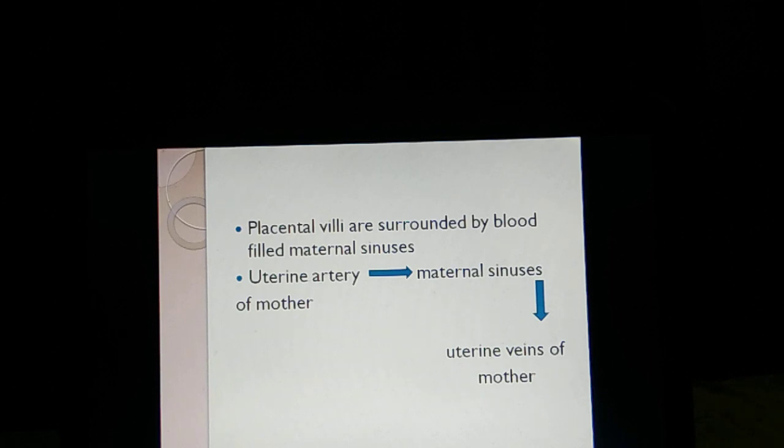The fetal blood flows through the umbilical arteries into the capillaries of placental villi and back through the umbilical vein into the fetus. So you can read from these slides that placental villi are surrounded by the blood filled maternal sinuses. The uterine artery opens into the maternal sinuses, and maternal sinuses open back into the uterine veins of the mother.